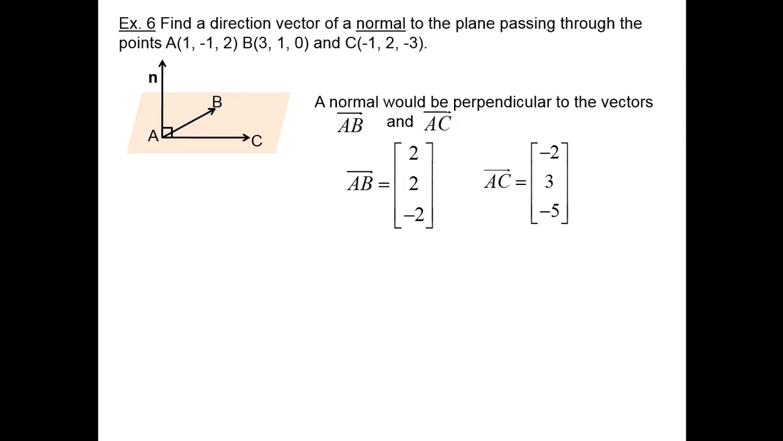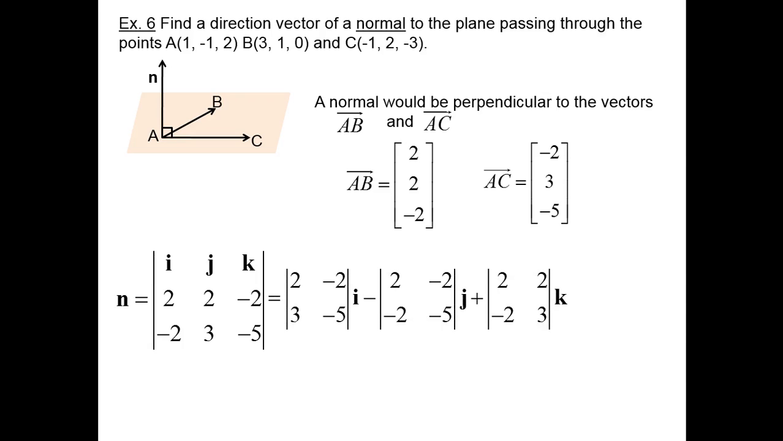So a normal would be the cross product of these two vectors. We're going to set up our determinant, and then we're going to find the cross product. If you work those numbers out and calculate those little determinants, you should get -4i plus 14j plus 10k. By the way, any multiple of this would still be perpendicular to that plane. This is probably just the easiest one to stick with.